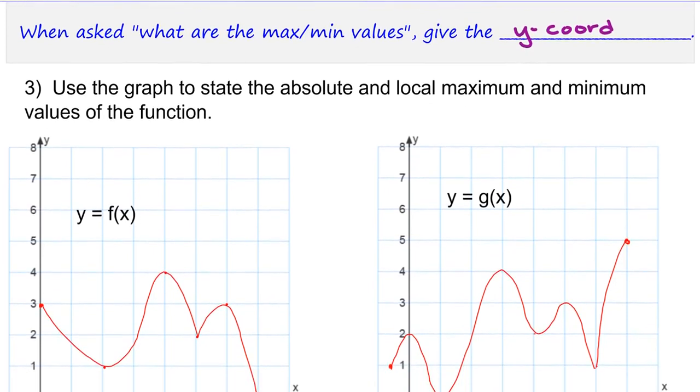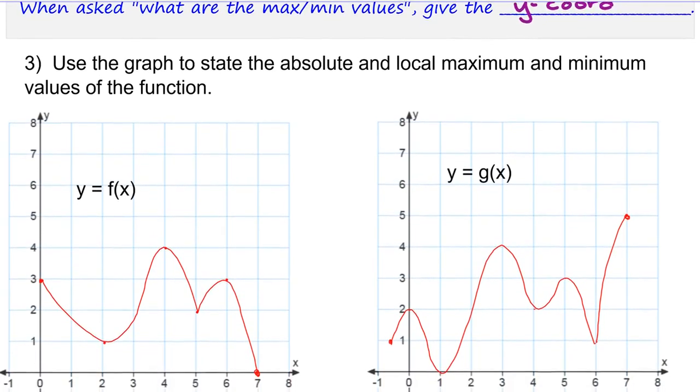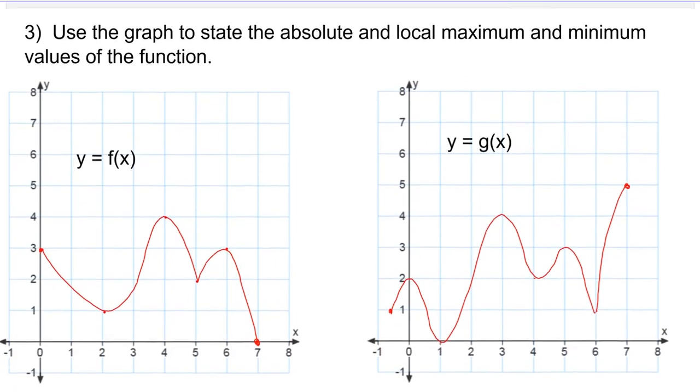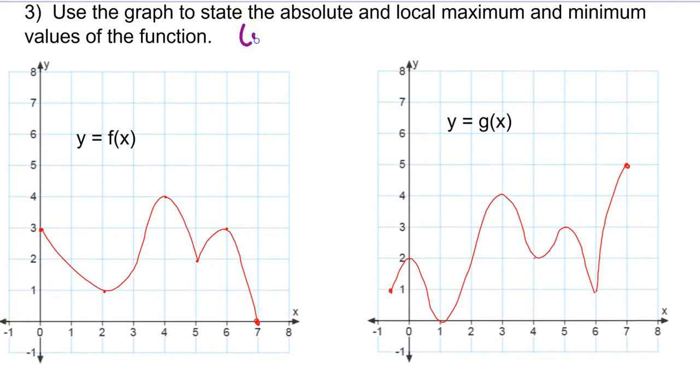Number 3, use the graph to state the absolute and local maximum and minimum values of the function. In other words, what are the absolute and local maximum and minimum values? So we're going for y-coordinates. Okay, so for this first one, if you need to, you can pause and make a sketch. Absolute maximum, absolute minimum. Okay, highest y value we see is 4. So the absolute maximum is 4. The lowest y value we see is 0. So that's the absolute minimum.